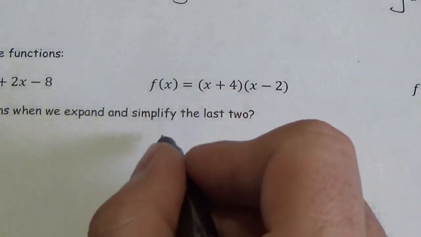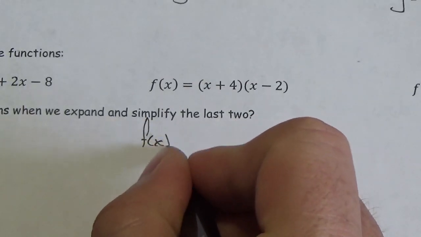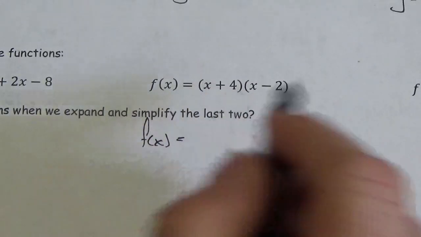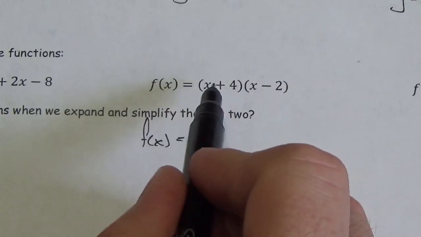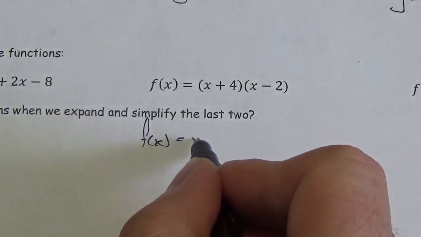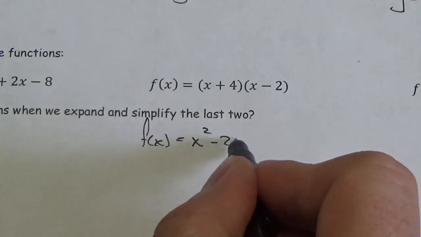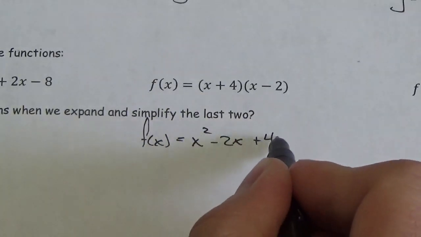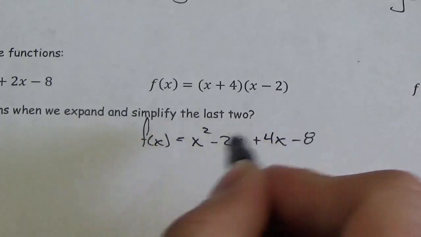So if we take this one right here, I will get f of x is equal to, now remember, when I expand that out, each term in this binomial gets distributed to each term in this binomial. So it'll be x times x, x squared, minus 2x, plus 4x, minus 8.